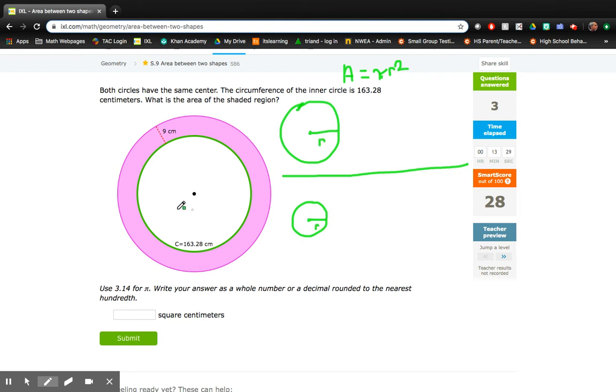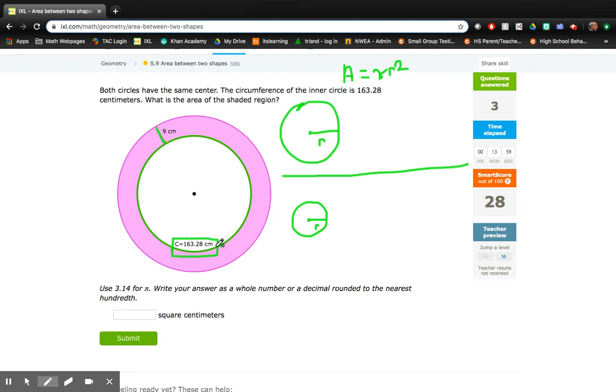Well, we have two measurements, but neither of them are a radius. One of the measurements is this little part, the distance from circle edge to circle edge. And then the other measurement is the circumference of the inner circle. But the nice thing about having the circumference of the inner circle, which is that distance around, is that length will help me solve for the radius of the inner circle.